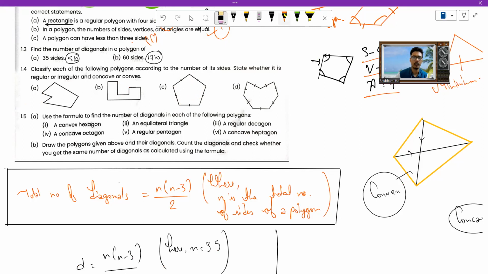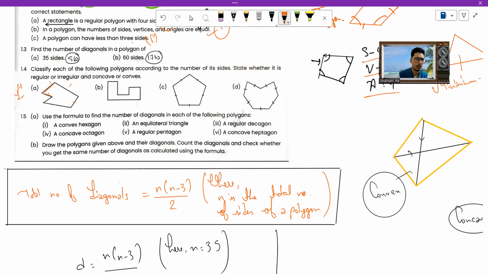Now see, first is the polygon according to number of its sides. Okay, number of sides. Now if I talk about number of sides, then 1, 2, 3, 4, 5, and 6. So first thing that I understood is that it is a hexagon. The second thing is to check whether it is regular or irregular. Look at this side and look at this side. These two are not equal, which means this is irregular.